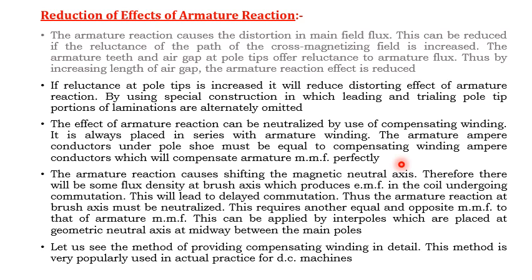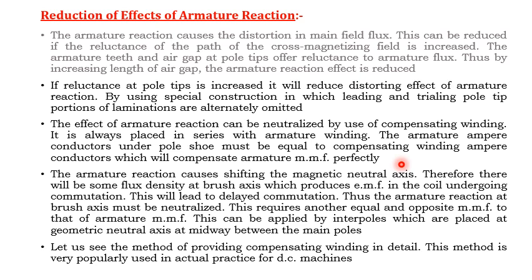The first method is the reduction in the distortion of the main field flux, where the reluctance of the path of the cross magnetizing field is increased. How can it be done? By increasing the length of the air gap. Now the armature reaction effect is reduced. This first method requires some special construction, that is the trailing pole tip portion.